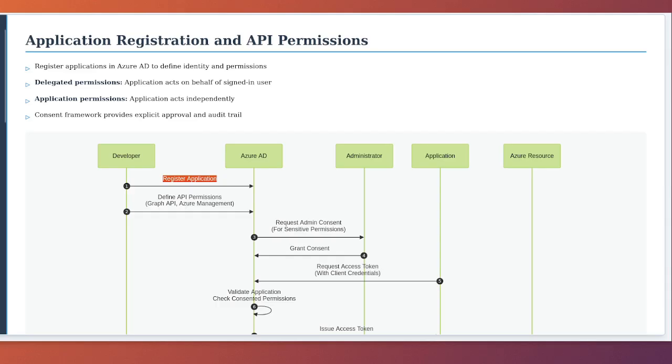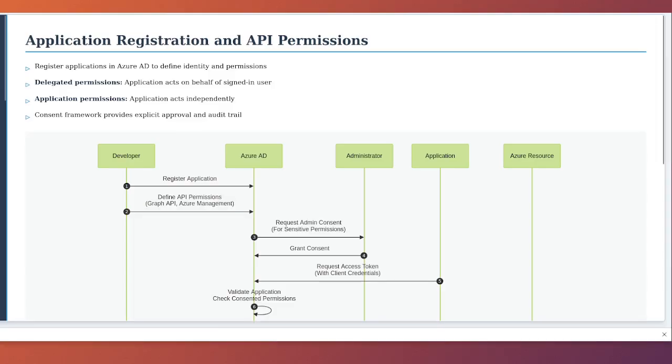When you register an application in Azure AD, you create an application object that defines the application's identity and required permissions. This registration includes details like the application's name, redirect URLs for authentication flows, and most importantly, the API permissions the application needs. API permissions come in two types: delegated permissions and application permissions.